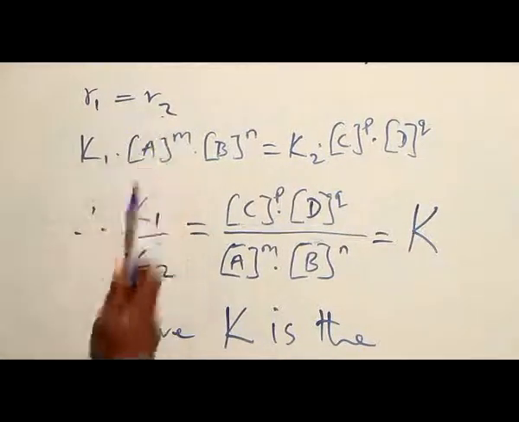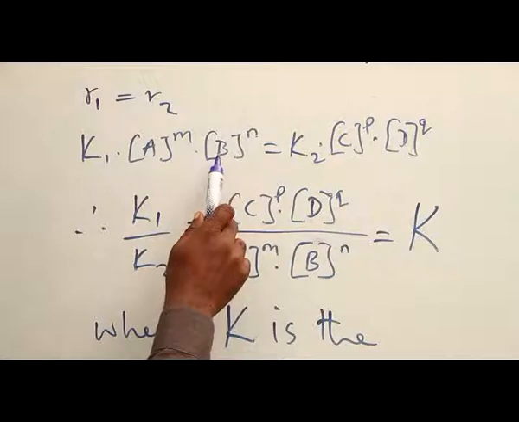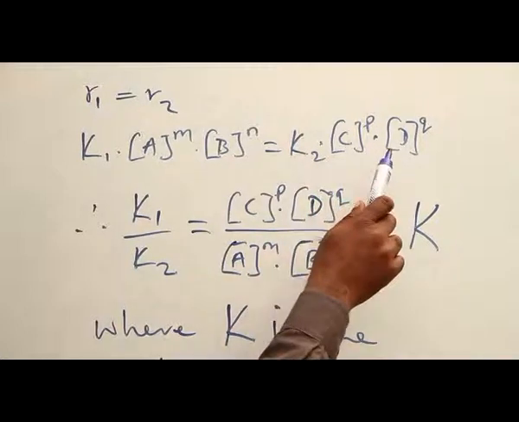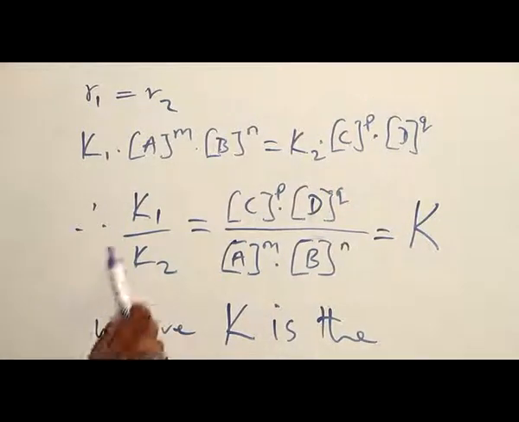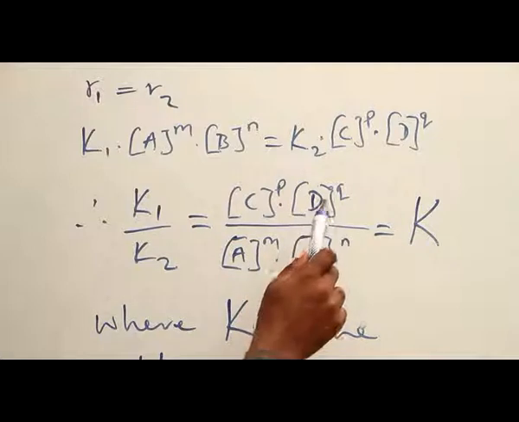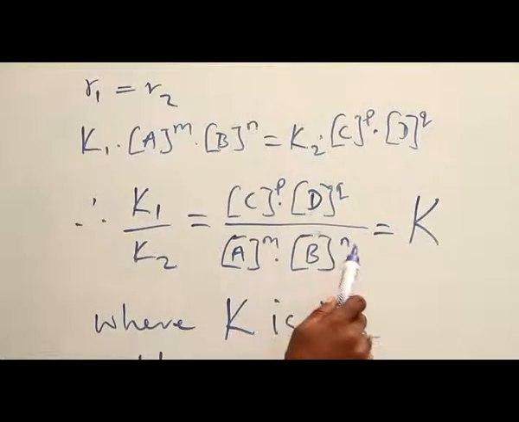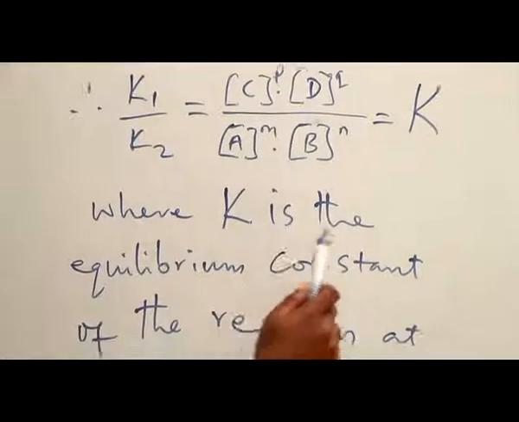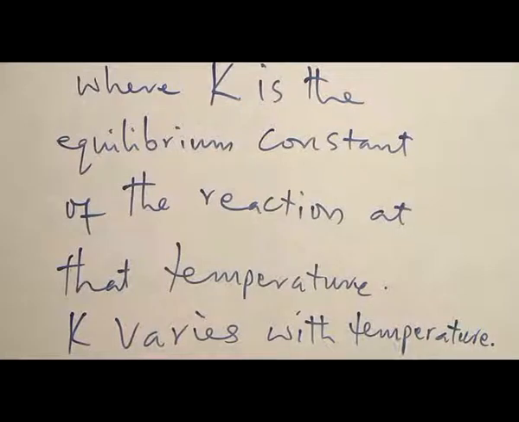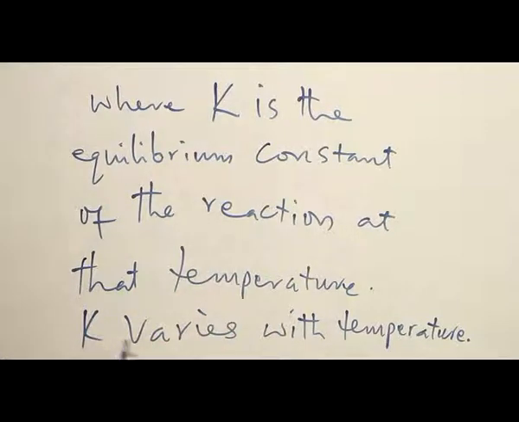If R1 is equal to R2, then K1 multiplied by the concentration of A raised to power M multiplied by the concentration of B raised to power N will be equal to K2 multiplied by the concentration of C raised to power P multiplied by the concentration of D raised to power Q. Therefore, K1 over K2 will be equal to the concentration of C raised to power P multiplied by the concentration of D raised to power Q, all over the concentration of A raised to power M multiplied by the concentration of B raised to power N, which is equal to capital K, where capital K is the equilibrium constant of the reaction at that temperature. K varies with temperature.